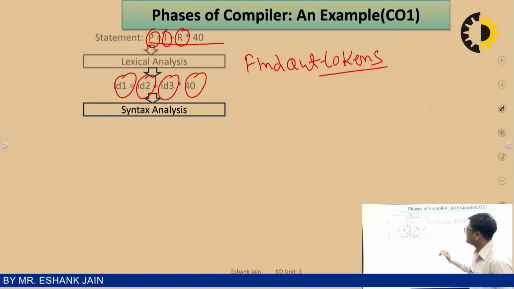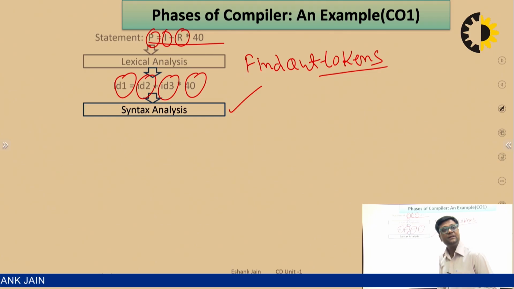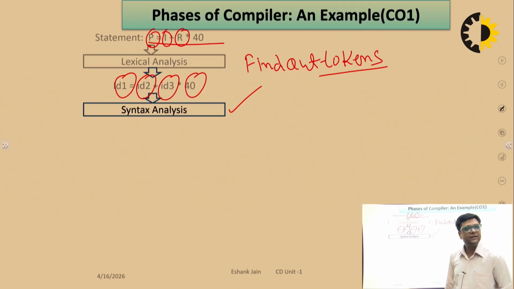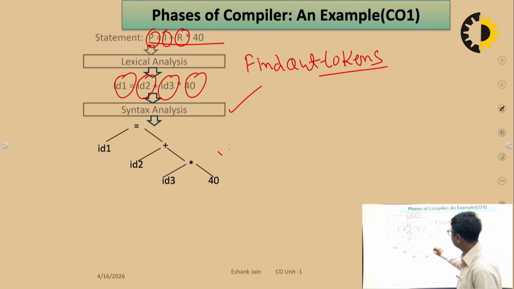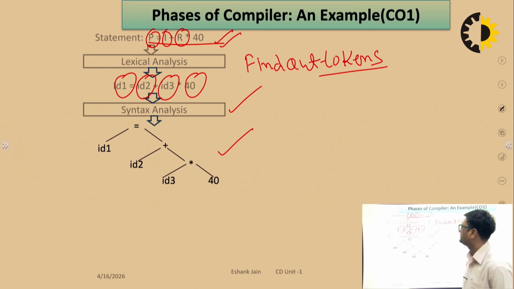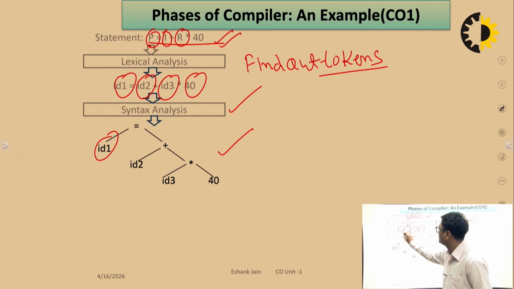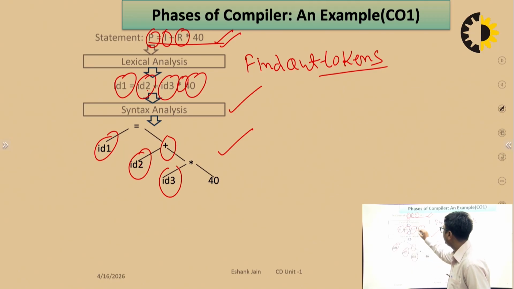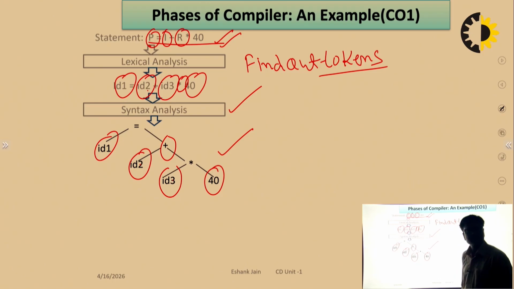Now syntax analyzer. The syntax analyzer generates the syntax tree of the program, or we can say the parse tree of the program. This is the parse tree for this particular statement: ID1 equal to ID2 plus ID3 multiplied with 40. So this is the parse tree of this particular statement.